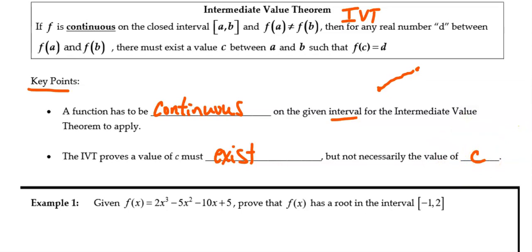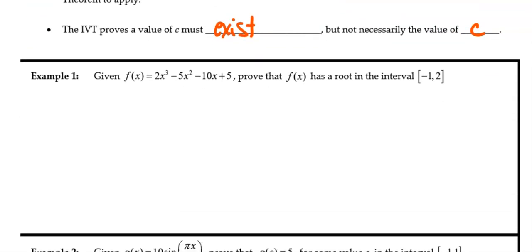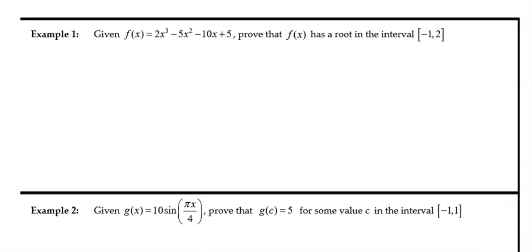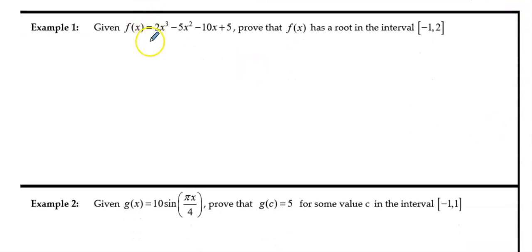All right, so let's actually do an actual problem. Example number 1 on your notes says, given that f of x is equal to this cubic function, prove that f of x has a root on the interval from -1 to 2. So basically, we're not going to graph the function, but what this is saying is that I have to figure out where my function is defined at -1, and where my function is defined at 2. So that's the first thing we want to do.